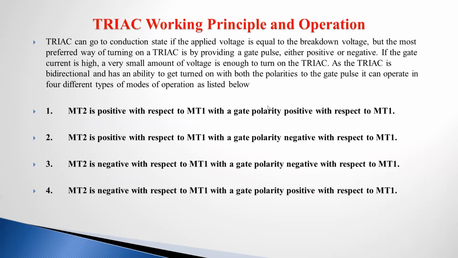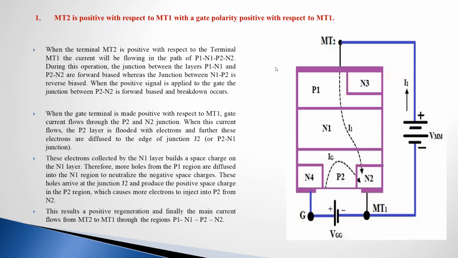These are the 4 modes in which the triac will be operated. See the first mode. First mode: MT2 is positive with respect to MT1, and the gate is positive. MT2 is positive with respect to MT1. Gate is positive.